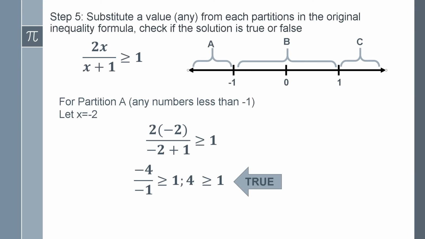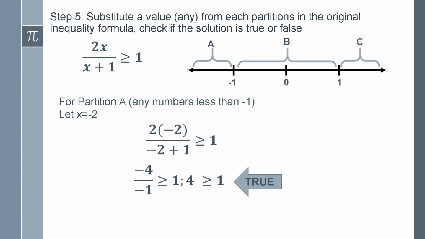The next step is to test any number from each partition kung masasatisfy nila yung original rational inequality formula by substituting any value from each partition to the original inequality formula and check if the solution is true or false, or if the solution satisfies the inequality. Di ba yung original expression natin ay 2x over x plus 1 is greater or equal to 1.